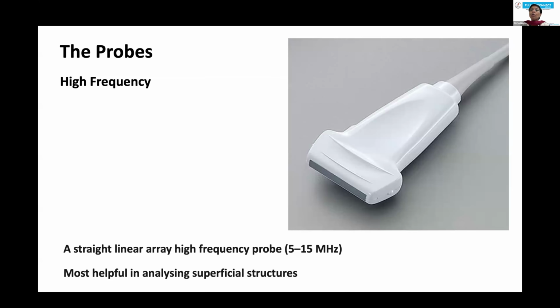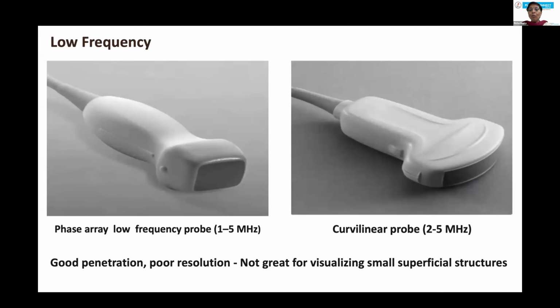So now the high frequency probe, this is a straight linear probe, which has 5 to 15 megahertz. It is high frequency, but it is used for analyzing superficial structures like chest wall, pleura. And these are the two low frequency probes. One is the curvilinear probe and the other one is the phase array, also called the cardiac probe, which is a low frequency probe.